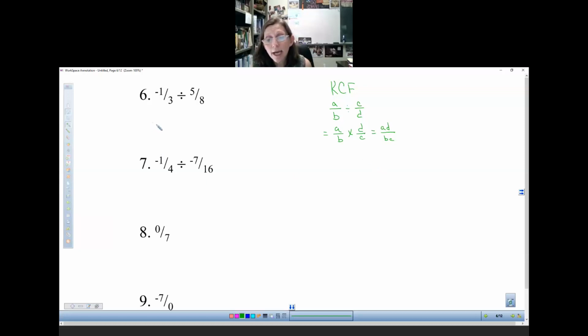I would suggest, and when we get to some messier problems with the algebra part, I would highly recommend that you go through this process. And so I'm going to go through it with the numbers. I have negative 1/3, and then it becomes multiplication by the flip or the reciprocal, so 8/5. So now I have negative 1/3 times 8/5. This becomes negative, since a negative and a positive gives me a negative, 8, and 3 times 5 gives me 15. And so my final answer is negative 8/15.